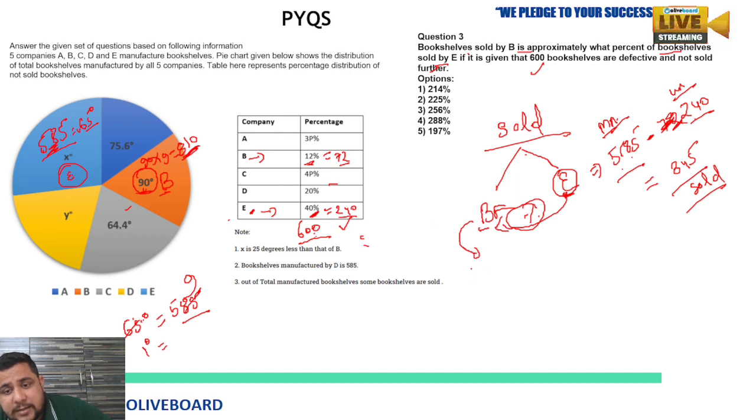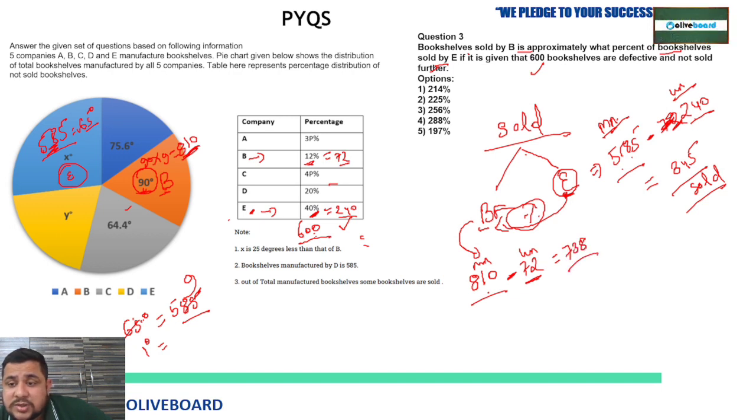So 810 manufactured by B, minus 72, the unsold. This is manufactured. 810 minus 72, you will get what? How much? 738. So this 738 is how much percent of 345, that you need to calculate, and these are the options which are given. You can directly solve this also, by 738 upon 345.